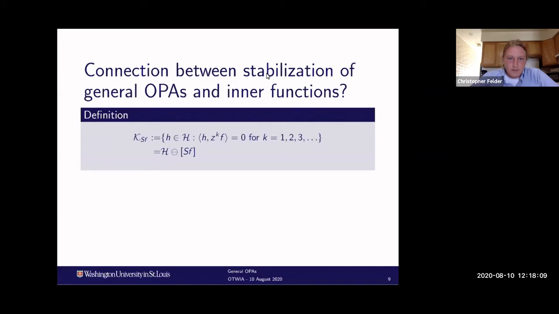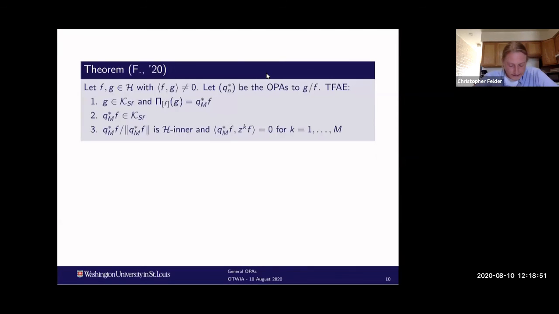Okay, so this space K_S F can alternatively be viewed as the orthogonal complement of the subspace generated by the shift acting on F in H. So it's kind of like a model space, if you will. But the point here is that we're going to take the general function that we're trying to approximate, and we're going to let it be in this set, because that gives us a way to connect the stabilization of the OPAs and inner functions. And that's given by this theorem.